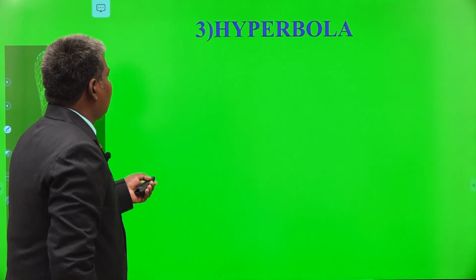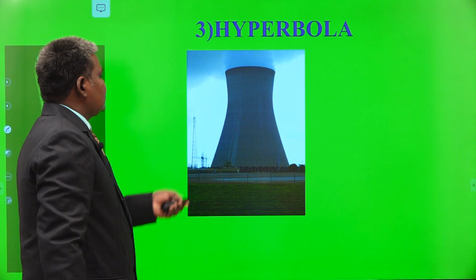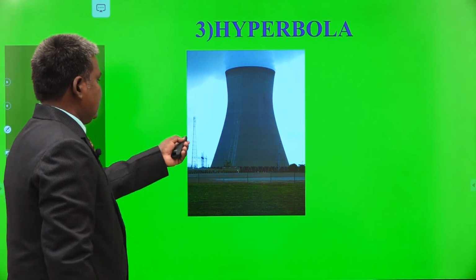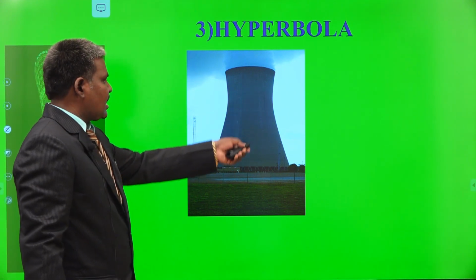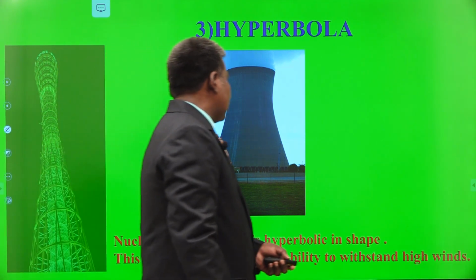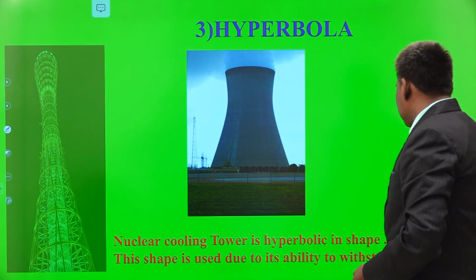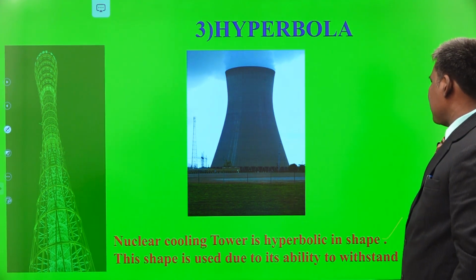Hyperbola. This is the shape. In factories, we almost always see this shape. It is a hyperboloid shape. Nuclear cooling towers have a hyperbolic shape. The nuclear cooling towers should always be in the form of a hyperbolic shape.